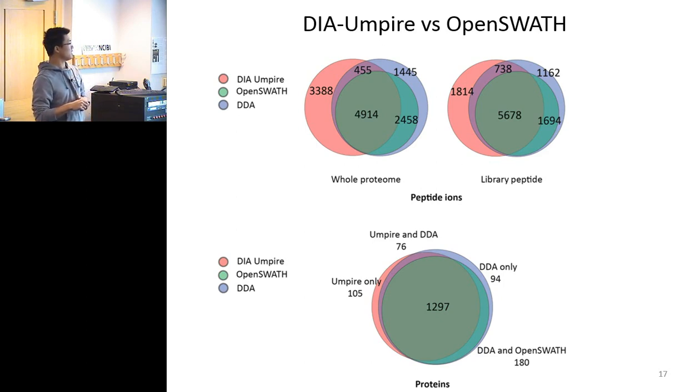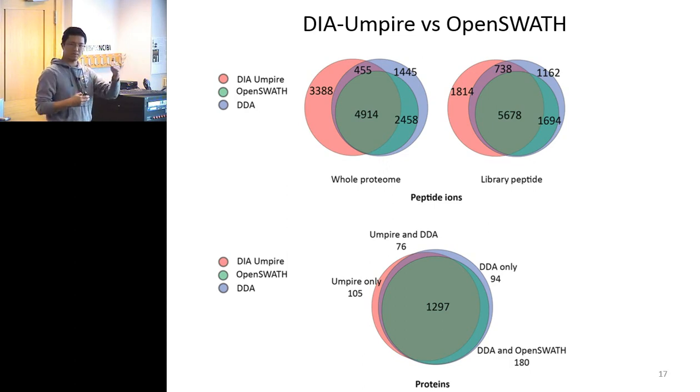You can see that because we use the whole proteome, we identify more peptide ions compared to OpenSWATH and DDA. But we still get something that was not identified by us but can be identified by OpenSWATH and also DDA. Then we try another way: we are not using the whole proteome. We just use the protein sequences which were already identified by data dependent acquisition. So it's more like the targeted analysis that OpenSWATH usually does.